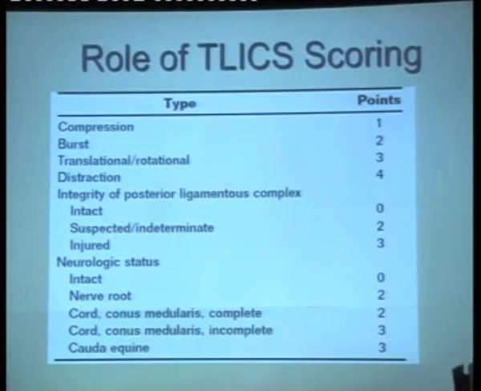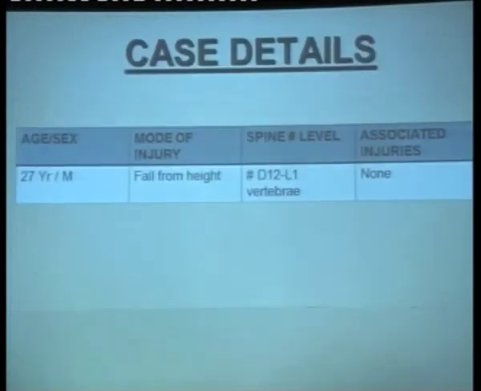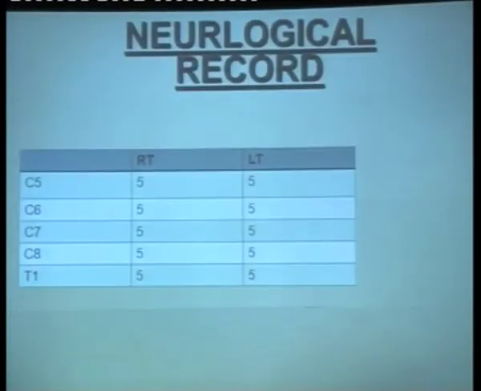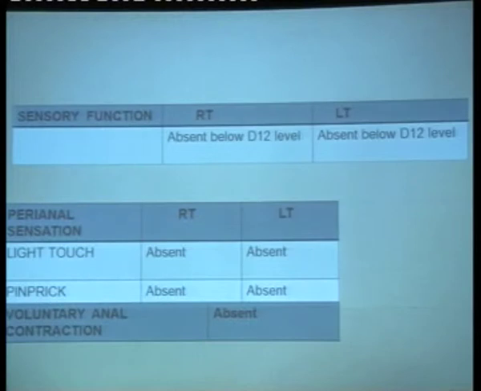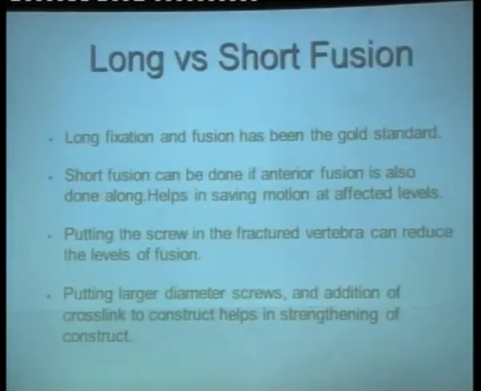When it comes to whether you go in for conservative or surgery, there is a thoracolumbar injury classification score which one may use, where you consider the morphology, the integrity of the posterior ligamentous complex and the neurological status. If the score is less than 4, you go in for conservative management. If it is more than 4, surgical management may be required. Let's say this patient who has a complete injury, here the score would be 9, hence this patient needs a surgery.